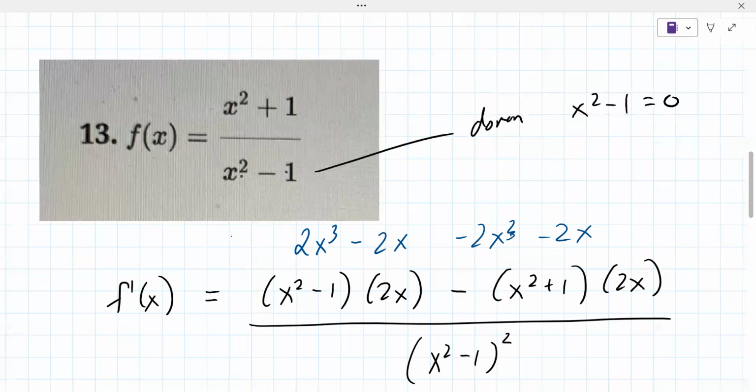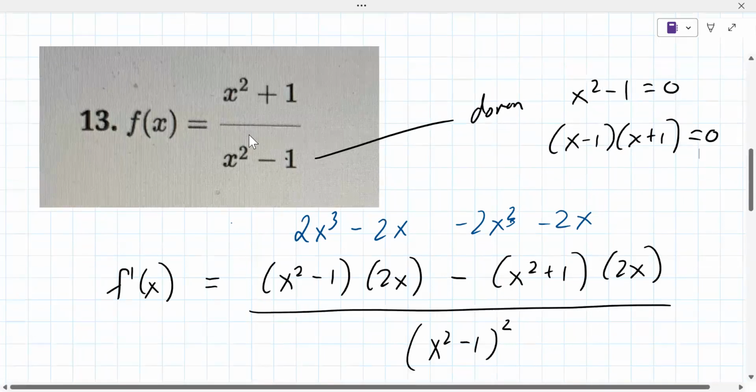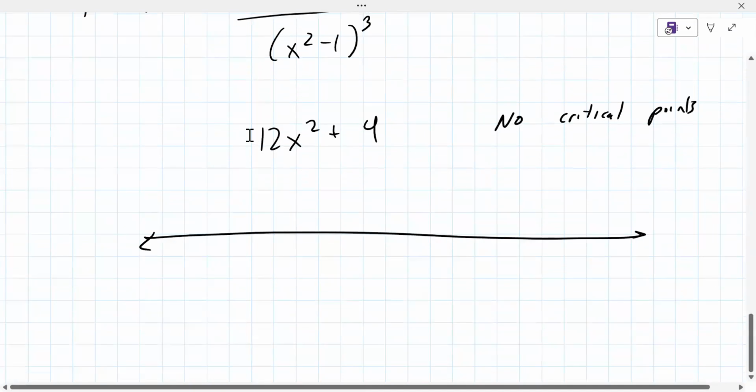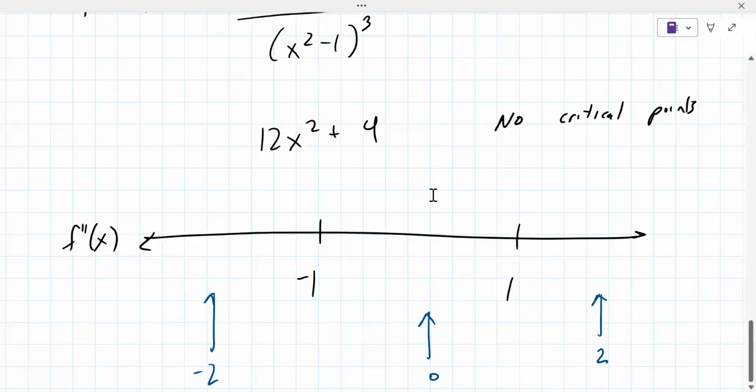The answer is yes, because it's a difference of squares. It's at 1 and -1 that it's undefined. Oh, okay. I was looking at the f prime of x. Yeah. So now you actually do have to test these points. So this is your second derivative right here. And you want to test something in each region. So 0, -2, and 2. Like that. And now you test it in the second derivative.